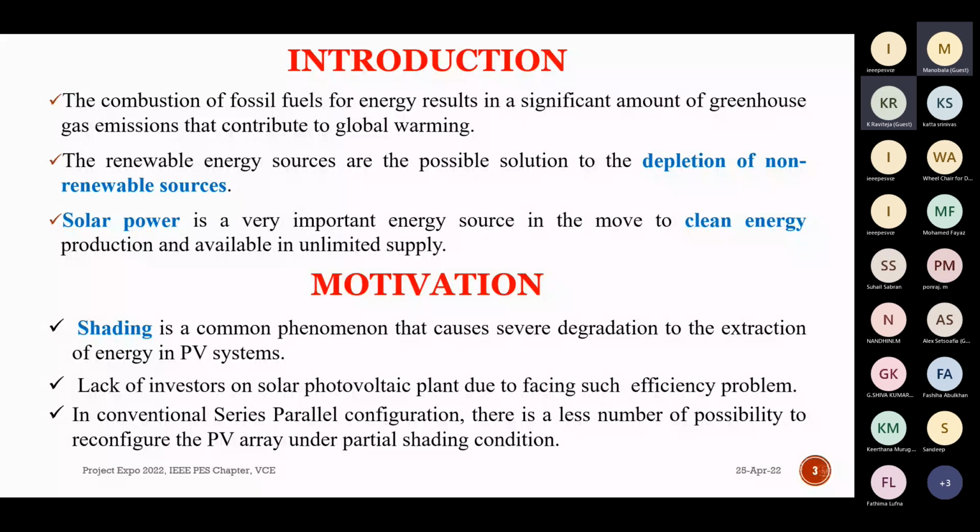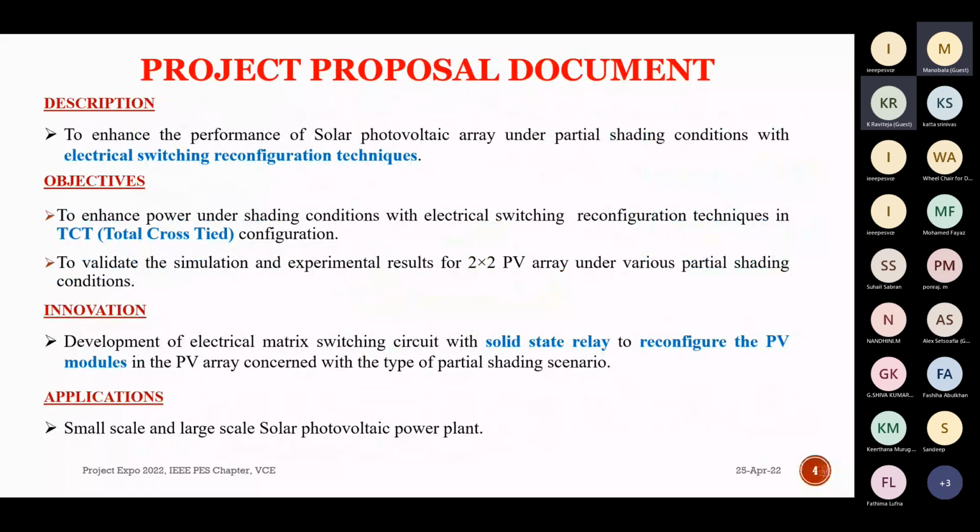The project description is to enhance the performance of a solar photovoltaic array under partial shading conditions with electrical switching reconfiguration techniques. Our project objectives are to enhance power under shading conditions with electrical switching reconfiguration techniques in TCT configuration, that is total cross-tied configuration, and to validate the simulation and experimental results for a 2x2 PV array under various partial shading conditions. The innovation is the development of an electrical matrix switching circuit with solid-state relays to reconfigure the PV modules in the PV array according to the type of partial shading scenario. It could be used in small scale and large scale solar photovoltaic power plants.